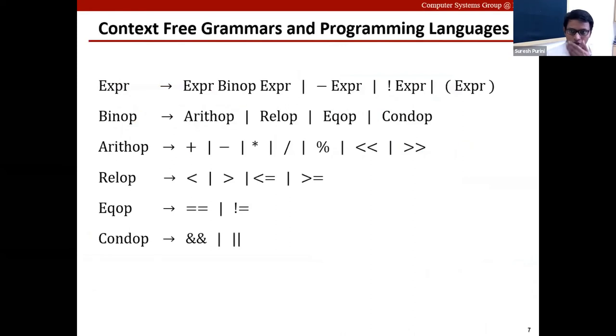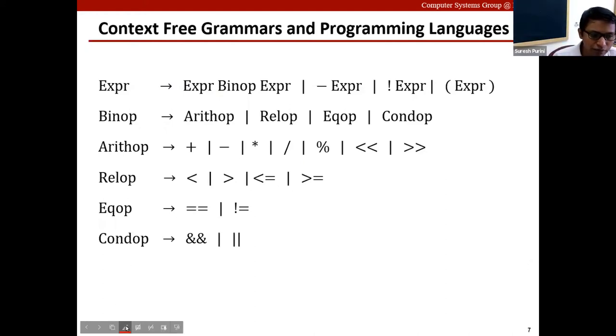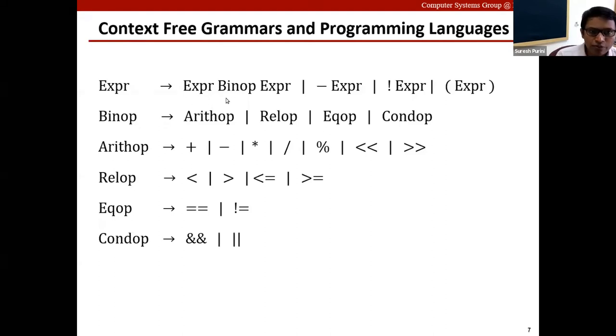Now you can easily see how we can use context-free grammars to specify the syntactic structure of all the expressions that you get in the C programming language, for example. So what is an expression? An expression is: you take two expressions and you connect them through a binary operator, then you get an expression.